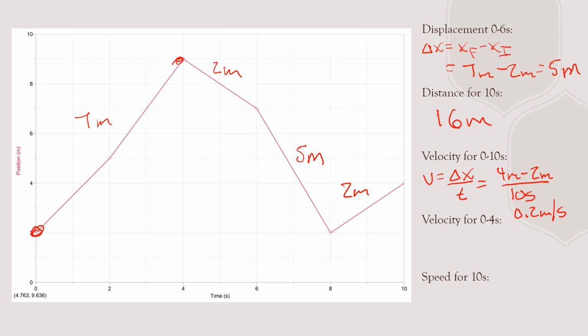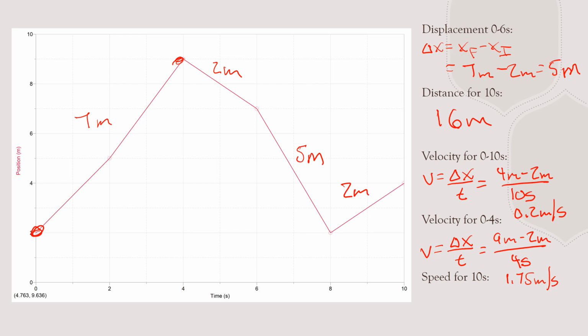Their velocity for the first 4 seconds, well, again, velocity is delta x over t. They finished at 9 meters. They started at 2 meters, and it took them 4 seconds to do it. So 9 minus 2 is 7, divided by 4 is 1.75 meters per second. That was our average velocity for that.